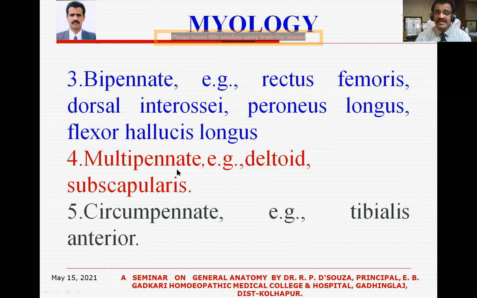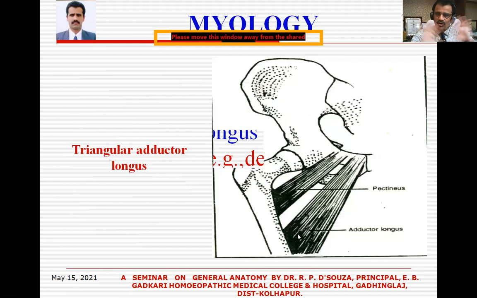And multipinnate: the best example is deltoid. Another is subscapularis, below the scapula. And a circumpinnate example is tibialis anterior, which is present in the anterior compartment of the leg. So almost the whole body has different muscles with different fasciculi.